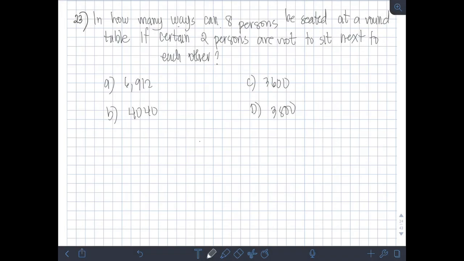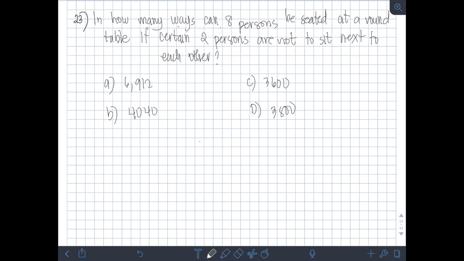Okay, so ngayon ay tutuloy lang natin yung review natin for Engineering Board Exam Mathematics Algebra 4 Part 1. So sa Part 1, natapos tayo sa item 22. So ngayon, mag-start tayo magsagot sa number 23. Okay? So we have, in how many ways can 8 persons be seated at a round table if certain 2 persons are not to sit next to each other?